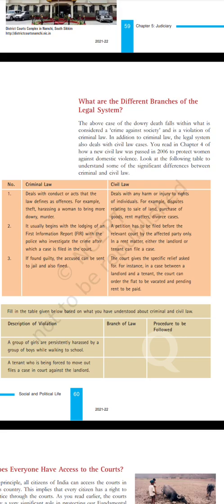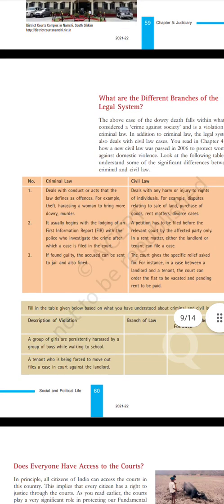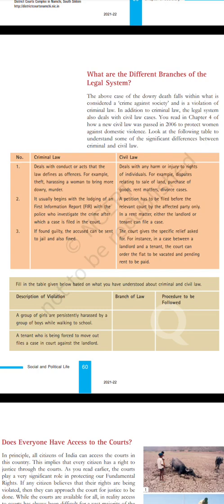Criminal law deals with conduct or acts that the law defines as offences, for example, theft, harassing a woman to bring more dowry, murder. Civil law deals with any harm or injury to rights of individuals, for example, disputes relating to sale of land, purchase of goods, rent matters, divorce cases. Criminal cases usually begin with the lodging of a First Information Report, FIR, with the police who investigate the crime, after which a case is filed in the court.